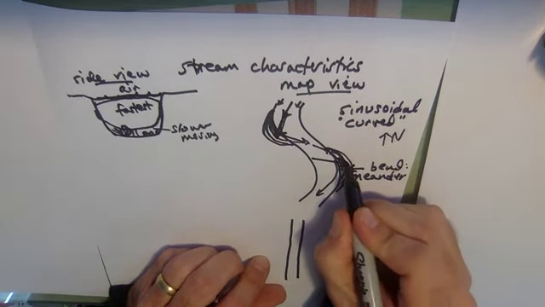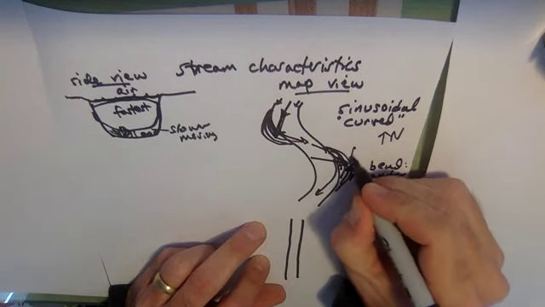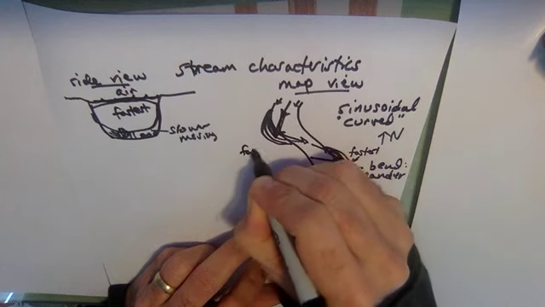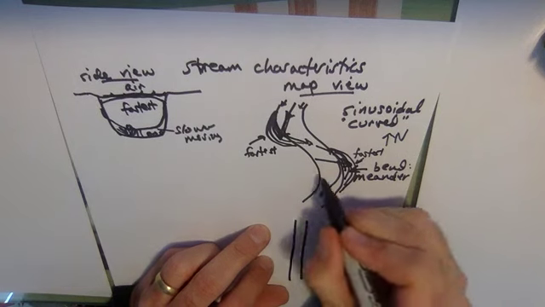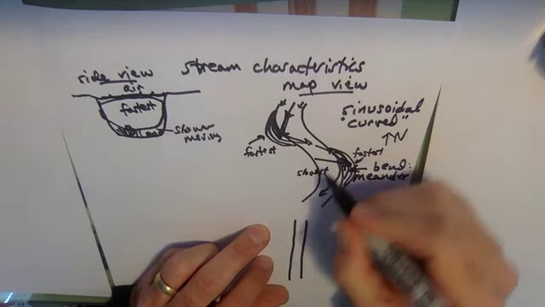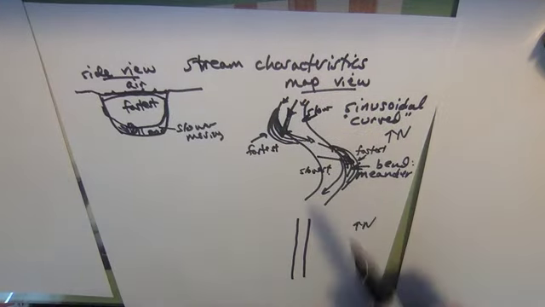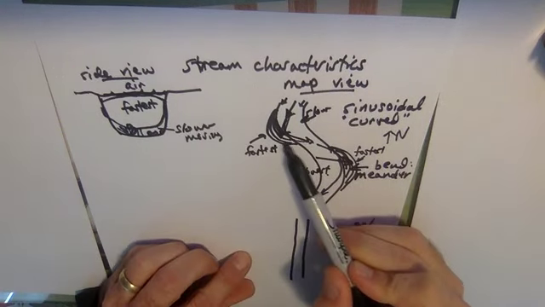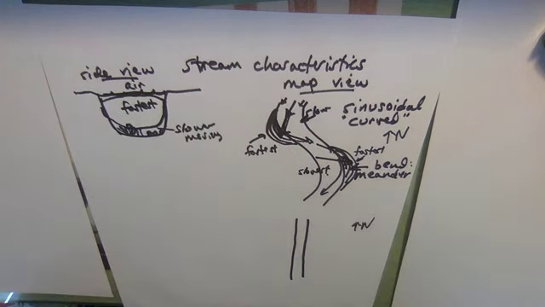Well, that also means that if the water is moving fastest on the outside of the curve, I'll write fastest here and fastest here. If it's moving the fastest on the outside of the curve, it's moving the slowest on the inside of the curve, here and here. So if the water is moving really slowly, it doesn't have the energy to keep the sediment that it eroded from the outer edge of the banks. It doesn't have the energy to keep that sediment suspended.